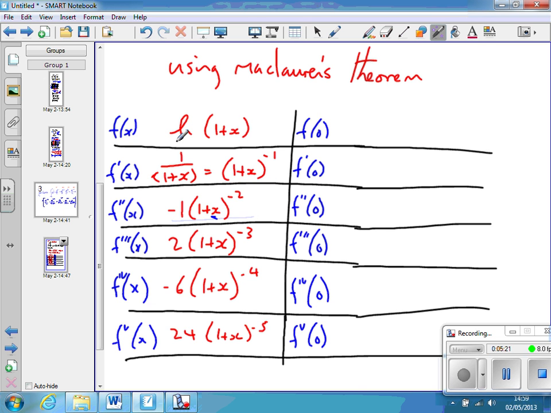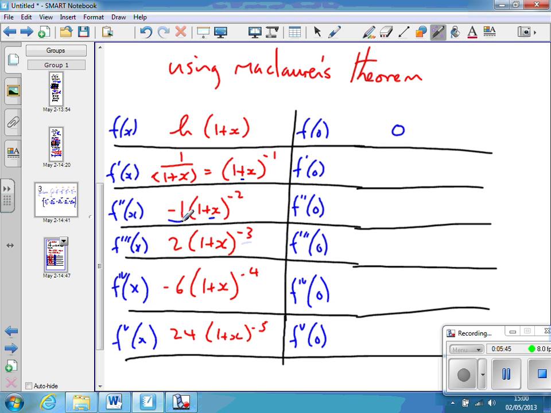So the first one, if x is 0, we want the log of 1. What's the log of 1? The next one, if you look at this bracket, and in fact all the others, if x is 0, these are all 1. So in fact we can forget about the powers, because 1 to the power of anything is always going to be 1, isn't it? So these are all 1. All we've got to think about then is what's the number in front?